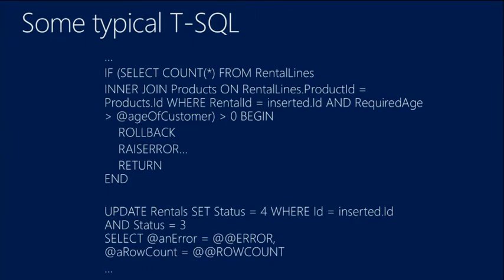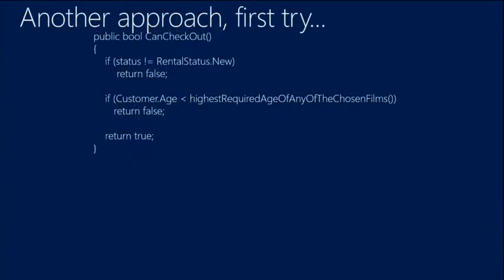Another approach, instead of just trying to store the rental, might be this more object-centric approach. In this case, I have a rental class with a method called CanCheckout. If I can't do a checkout, I get a bool back saying no, you can't do that, for some certain reason. For example, because the status was wrong, or because one of the chosen films of that rental has a higher age limit than the customer's age.